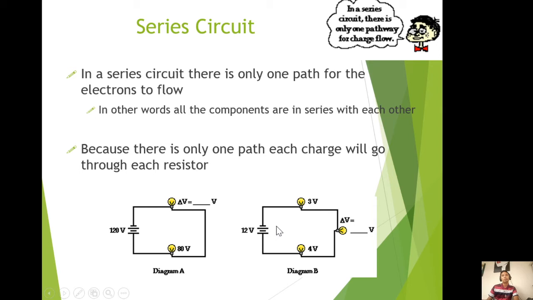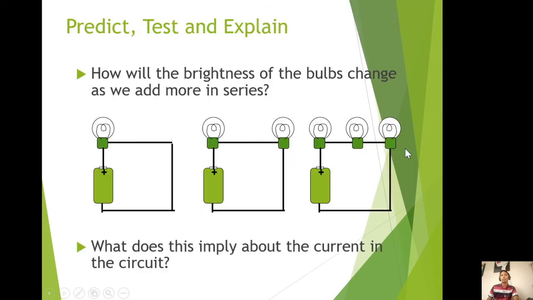5 volts. So there is only one path. When the current flows here, the same current also flows here. The total current flows here, and then here, and then here, and goes back to the negative terminal of the source.